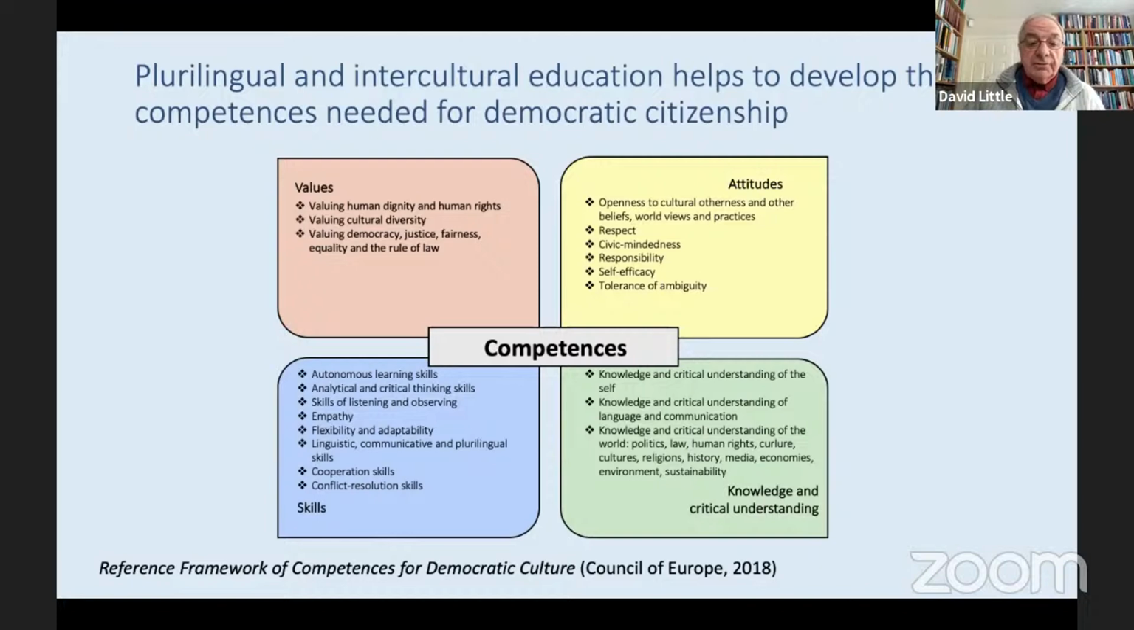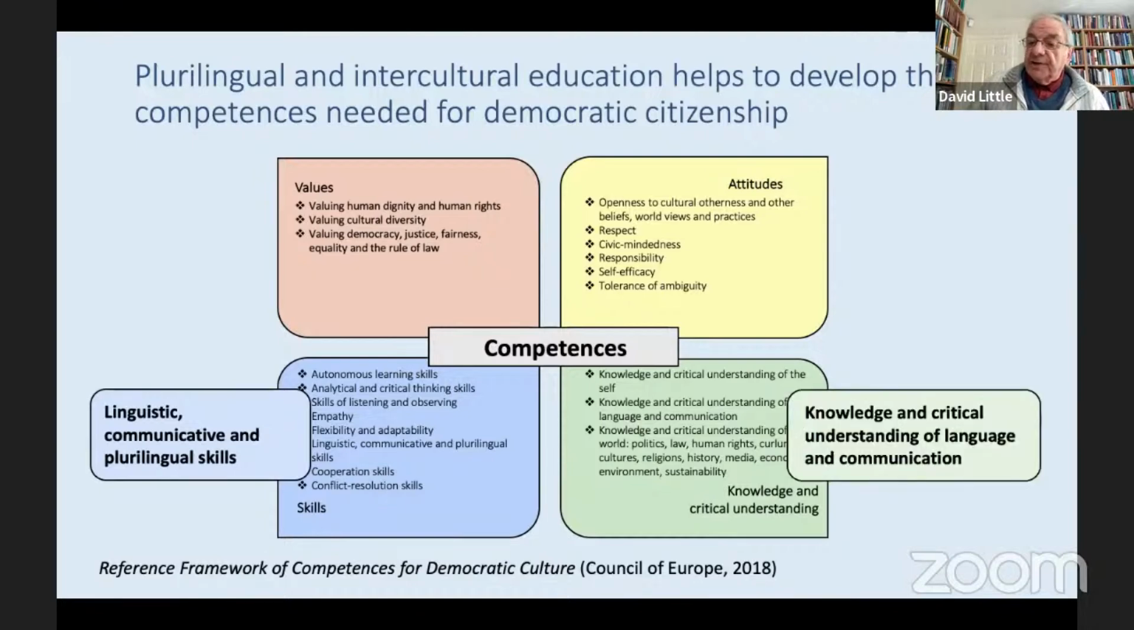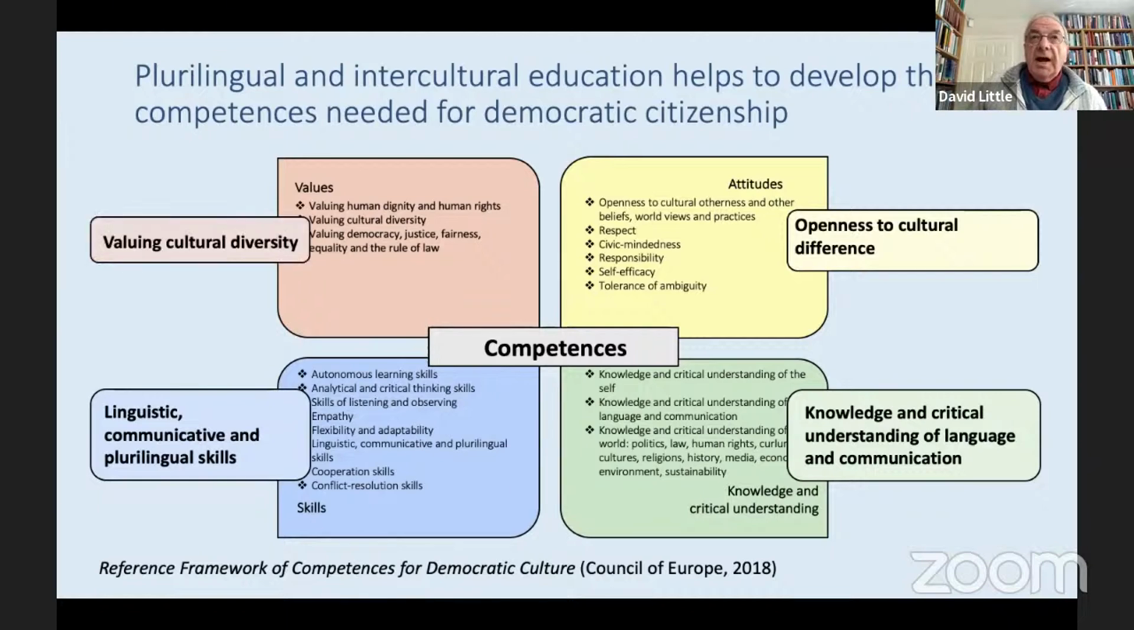Plurilingual and intercultural education develops learners' linguistic, communicative, and plurilingual skills. It also develops their knowledge and critical understanding of language and communication. In doing these things, it fosters openness to cultural difference. And it helps learners to come to value cultural diversity.